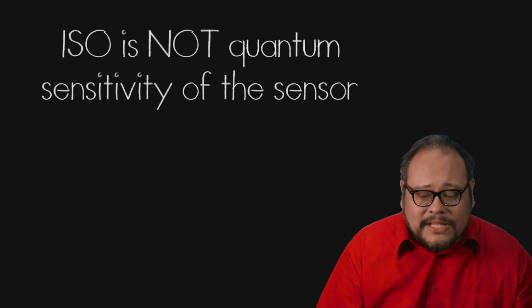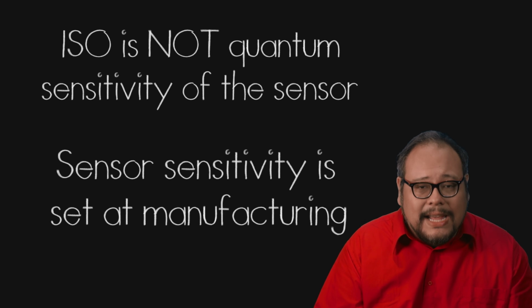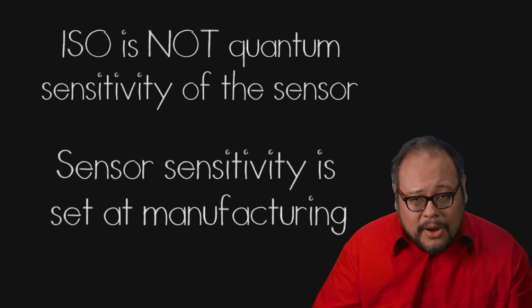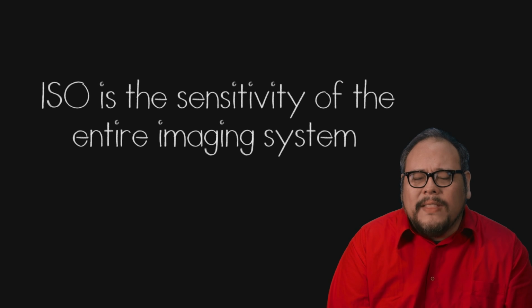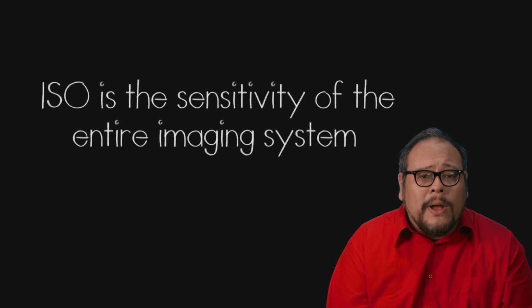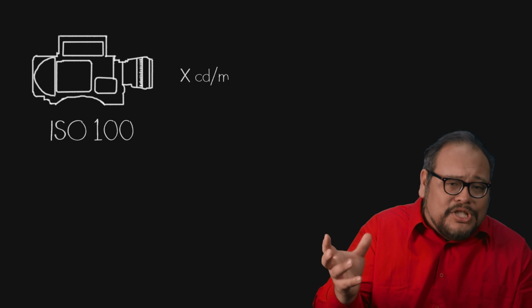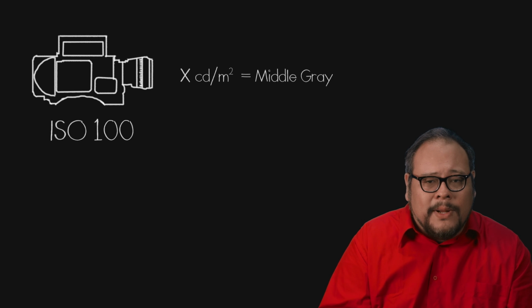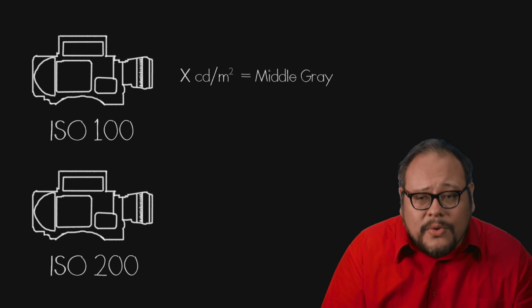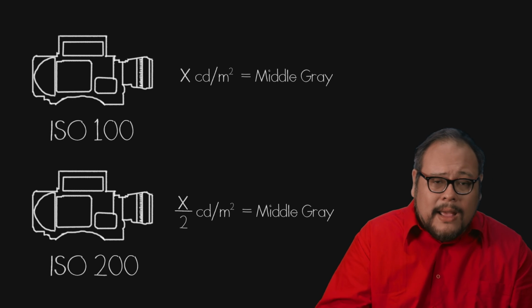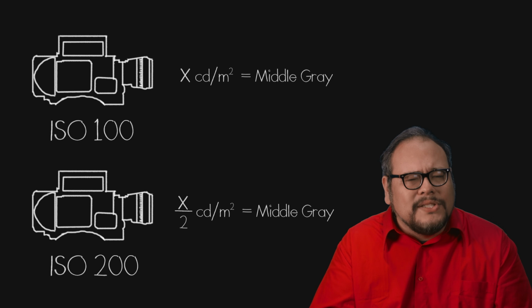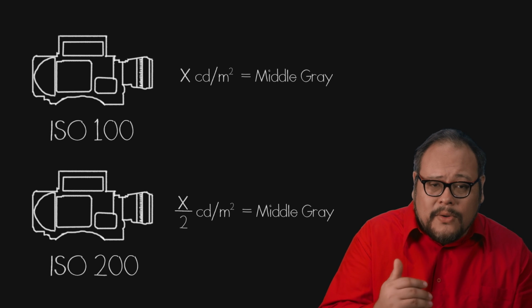The sensitivity of the sensor never ever changes. It is set at the manufacturing stage. Remember, 1 unit of light equals 1 unit of photoelectric charge. The ISO of a camera refers to the sensitivity of the entire system. So when a camera says it's shooting at ISO 100, then we would expect a certain average scene luminance to give us 18% middle gray. And if we shoot at ISO 200, we would expect half of that luminance to give us the same middle gray. The camera system at ISO 200 is twice as sensitive to light as ISO 100.